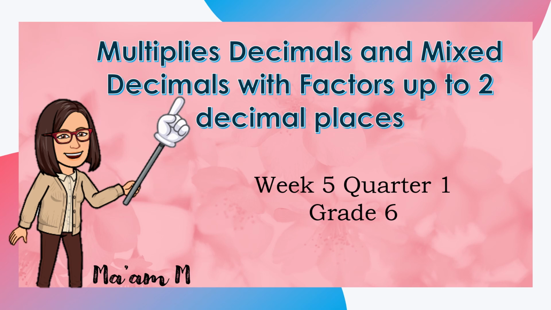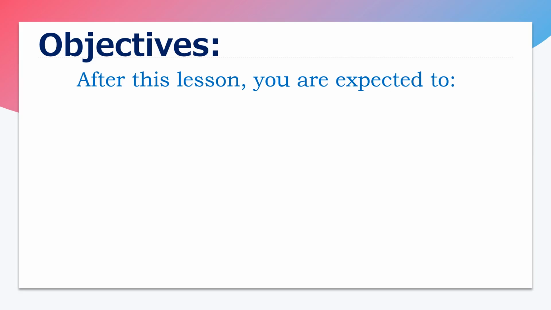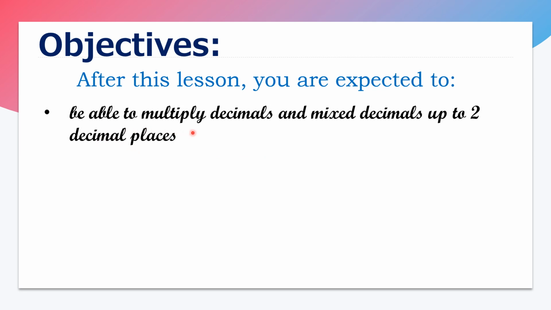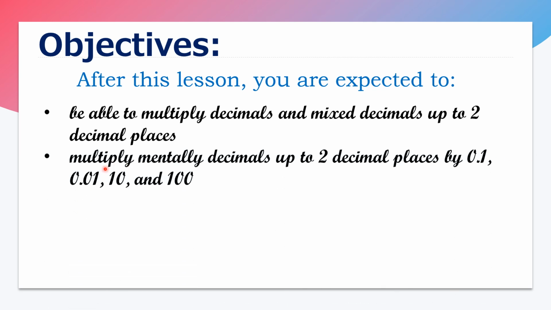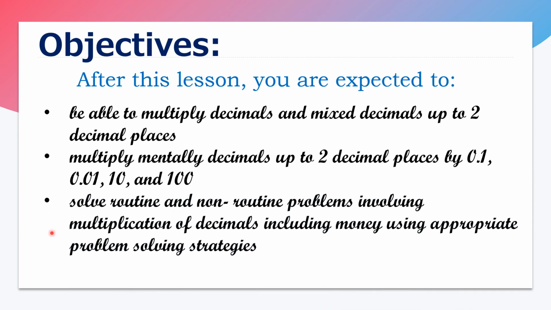We are already on week 5 of the first quarter, and this week's lesson is about multiplying decimals and mixed decimals with factors up to 2 decimal places. Our objectives for this week are: after this lesson, you are expected to, first, be able to multiply decimals and mixed decimals up to 2 decimal places. Second, multiply mentally decimals up to 2 decimal places by 1/10, 1/100, 10, and 100. Third and last, solve routine and non-routine problems involving multiplication of decimals, including money, using appropriate problem-solving strategies.